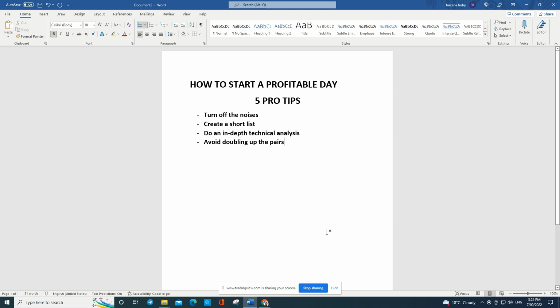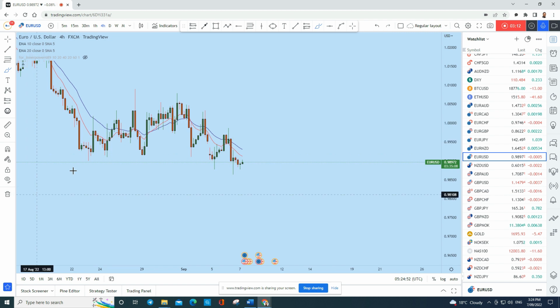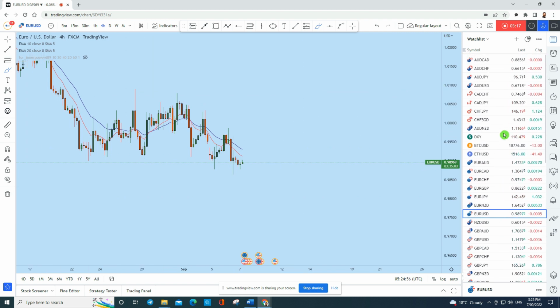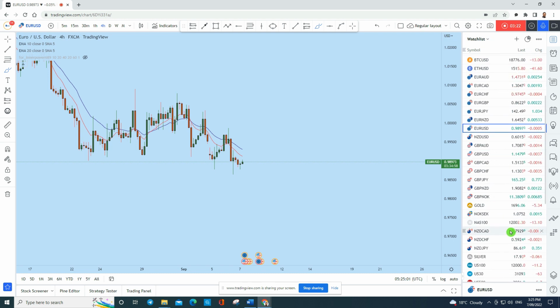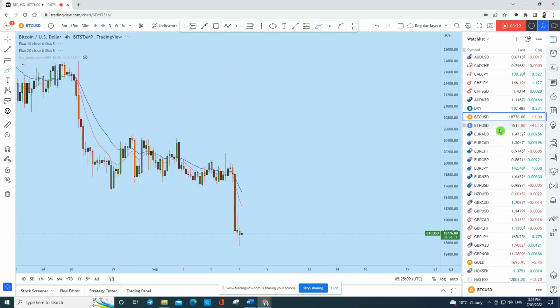The next tip that I can give you is create a short list in your trading. It is very important, guys and girls. Let me tell you what I mean by create a short list. Let's say you started your trading day and your chart looks like that. You see there are hundreds of pairs on your list. So which one should you pay attention to? Should you pay attention to GJ or euro dollar or gold, or what pair should you focus on?